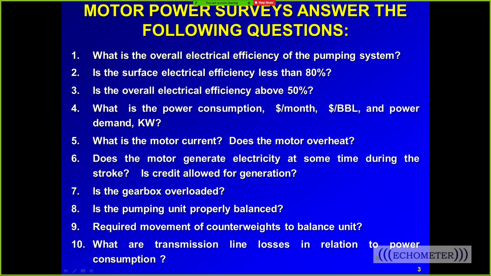And then we'll talk about how you calculate the line losses from the transformer to the pumping unit based on the new wireless power probe. We can measure the volts also.